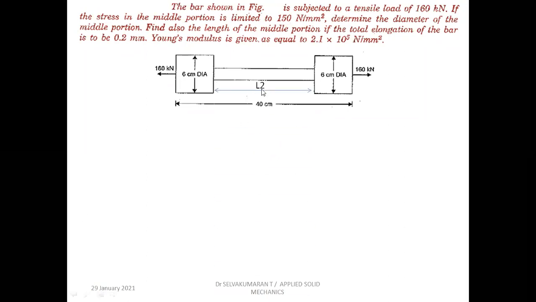Okay, so let L2 be the length of the middle portion. Sigma 2 is the stress for the middle portion, 150 Newton per mm square, given in the problem. The stress in the middle portion sigma 2 is equal to load by A2, P by A2, where A2 is pi by 4 D2 square. P is given as 160 kilonewton. Sigma 2 is 150 Newton per mm square. You can find D2 from this, that is the diameter of the middle portion, 36.85 millimeter.